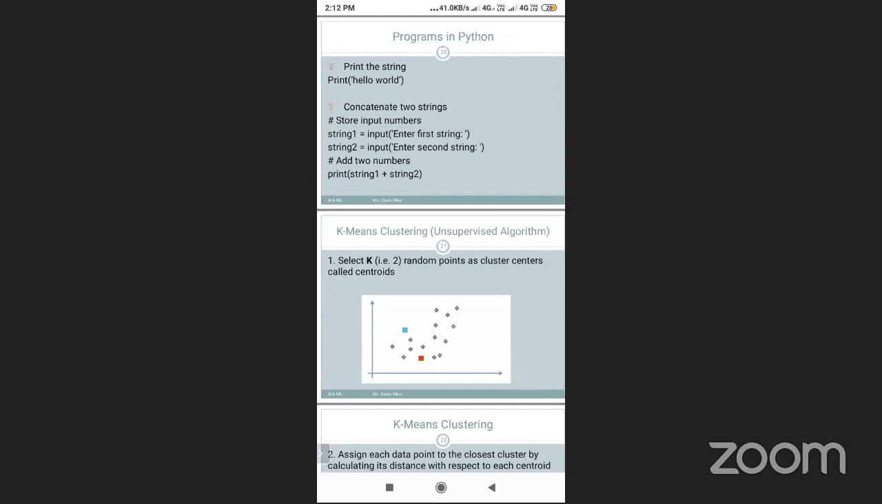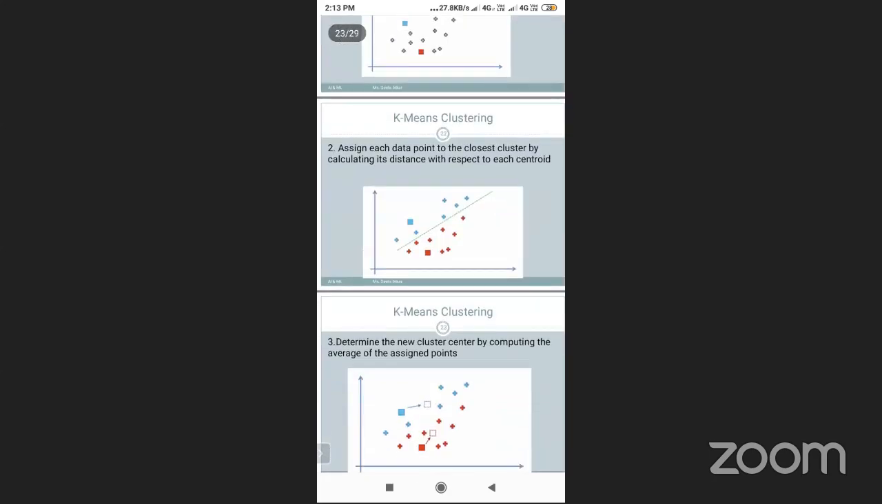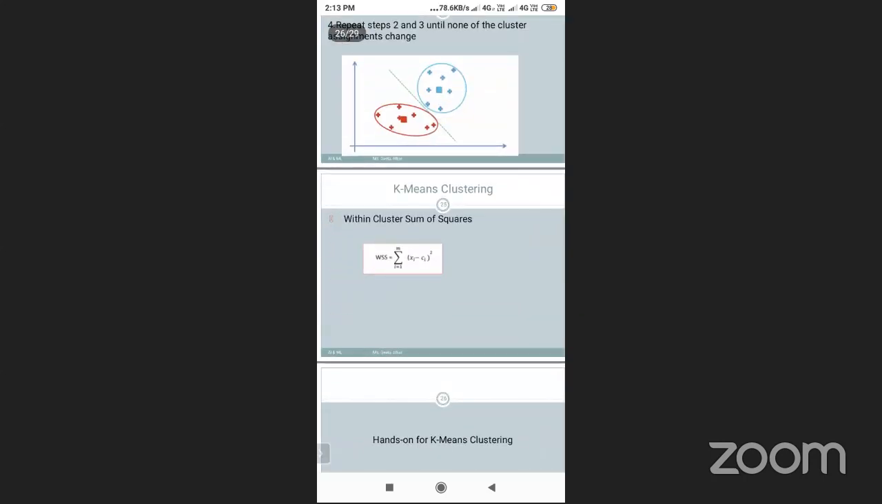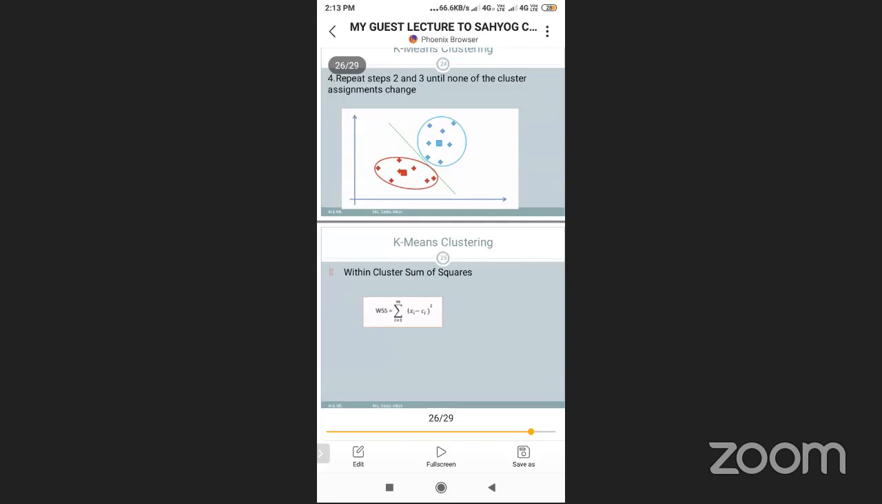But here there is no classification already. Labeled data is not given, no type of label is given. So by choosing random centroids we find the output. Therefore it is called unsupervised learning. So this is how the actual k-means algorithm works.